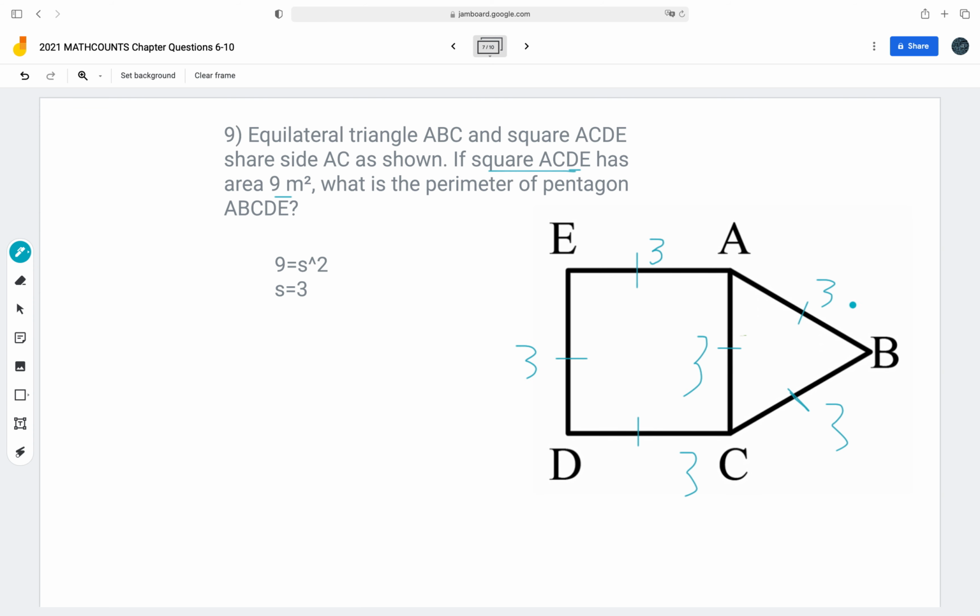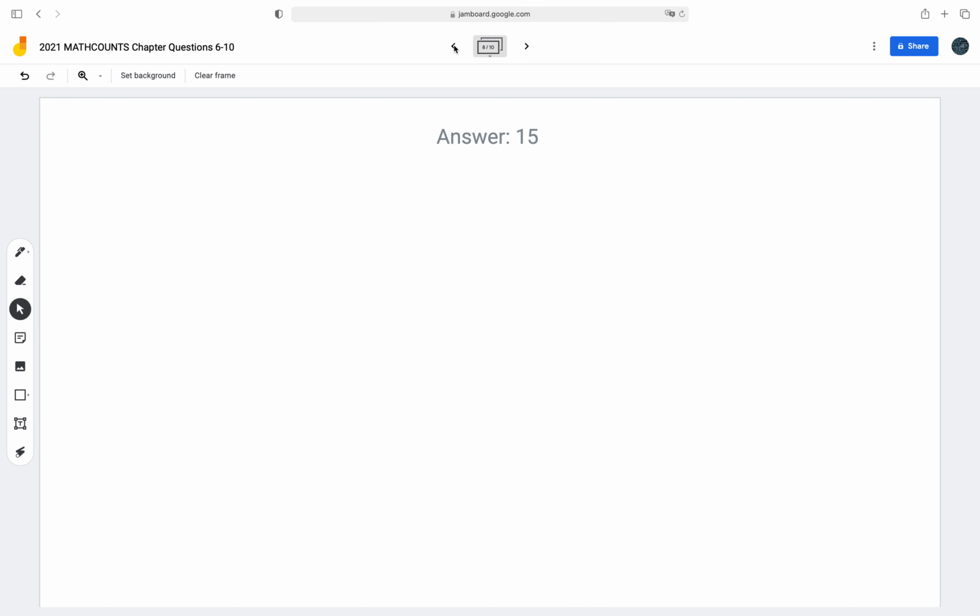You see there's 1, 2, 3, 4, 5 lengths of 3. So then you can have 5 times 3, which equals 15. So I believe 15 is the answer. Let's check it out. All right, and we're correct.